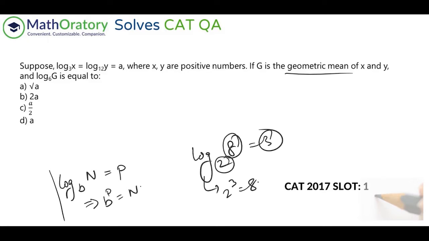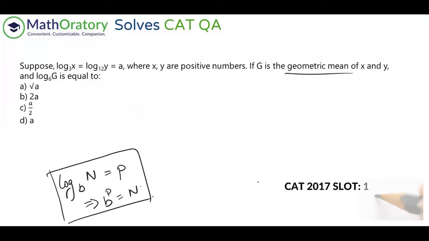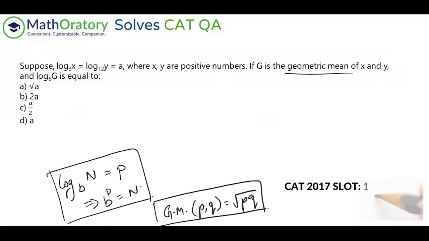So just this idea is what we are going to use in this question, along with, of course, geometric mean. I hope you know that geometric mean of two numbers, let's say, I won't use x and y in this case, let's say p and q, is basically root over p into q. So these are the two concepts that we are going to use in this question to solve.